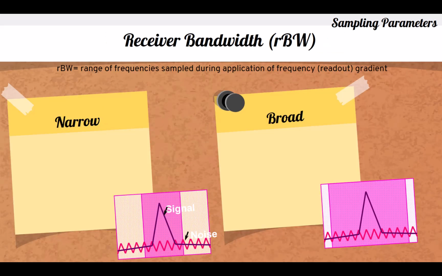Receiver bandwidth. Receiver bandwidth, by definition, is a range of frequencies sampled during application of the frequency or readout gradient. With a narrow receiver bandwidth, you apply a filter to the frequency encoding gradient. You can see here where you're going to be collecting more of the signal by applying this filter and filtering out the noise, which is on the periphery of the signal collected. So as you narrow or reduce the receiver bandwidth, you're going to increase the signal to noise ratio by pretty much eliminating the noise. So this ratio increases.